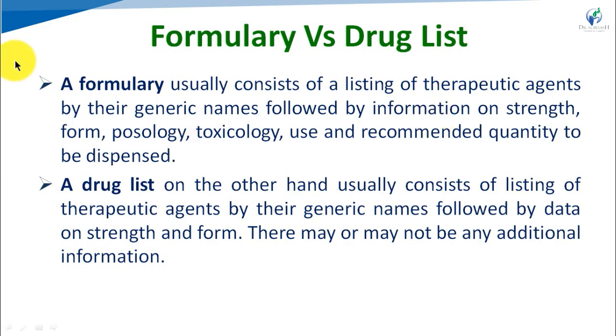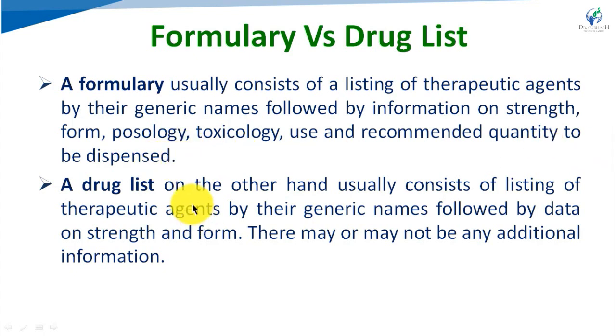So a formulary usually consists of a listing of therapeutic agents by their generic name, followed by the information on strength, form, posology, toxicology, use and recommended quantity to be dispensed.